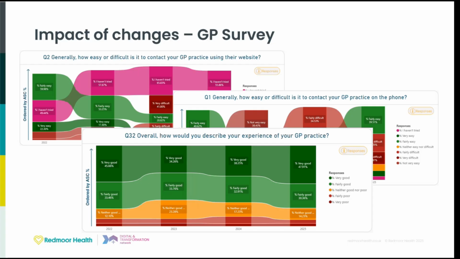Again, the GP survey results, but looking differently this time. So the survey questions on contacting the practice by website and phone, alongside patients' overall experience. So starting with the website, we can see that while a proportion of patients still say they haven't tried it, there's a clear shift towards finding it easier to use over time. So those improvements are still working.